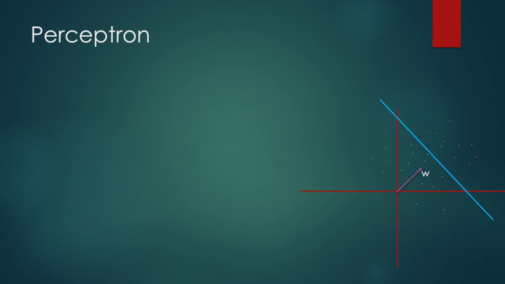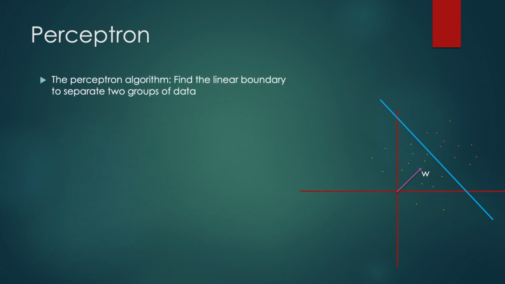Perceptron was one of the first algorithms I learned when I was studying machine learning, and I think it's a good way to introduce the concept. Perceptron is an algorithm that looks to find a linear boundary to separate two groups of data.